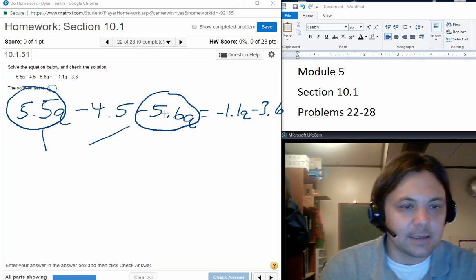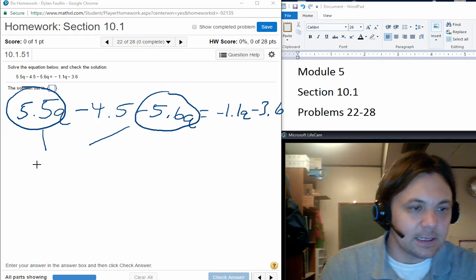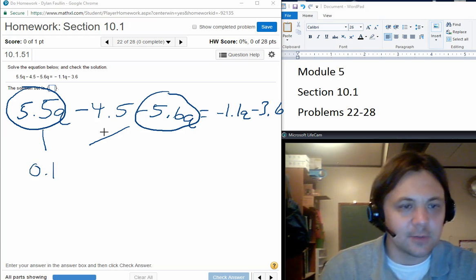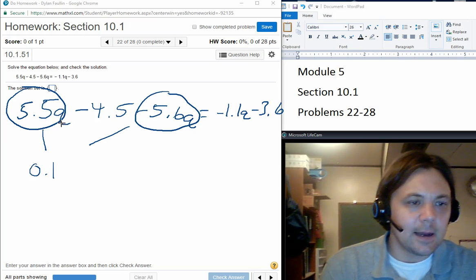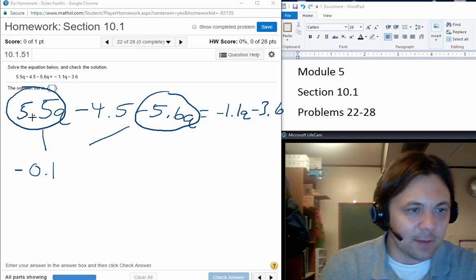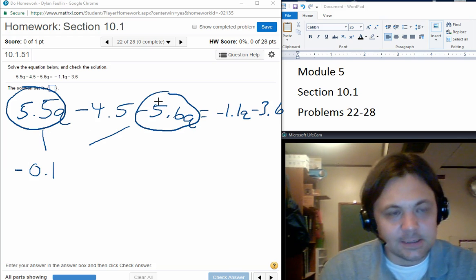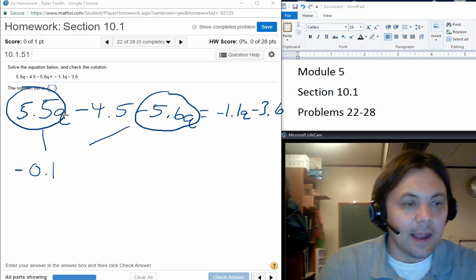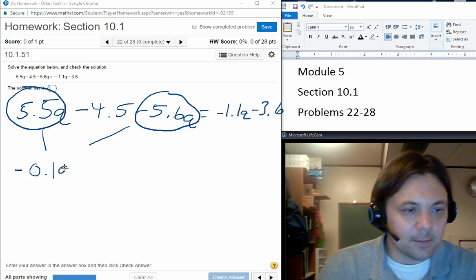5.5 minus 5.6 is going to be 0.1. You might use a calculator to confirm that. And also, pardon me, it'll be negative, right? Because 5.5 is positive, 5.6 is negative. That's slightly bigger, so we'll get a slightly negative number here. And the variable part, q, just gets copied down.